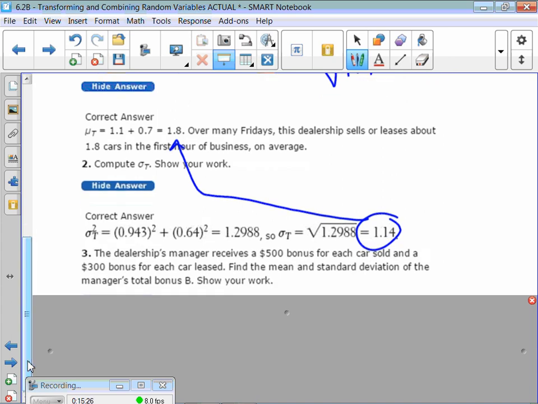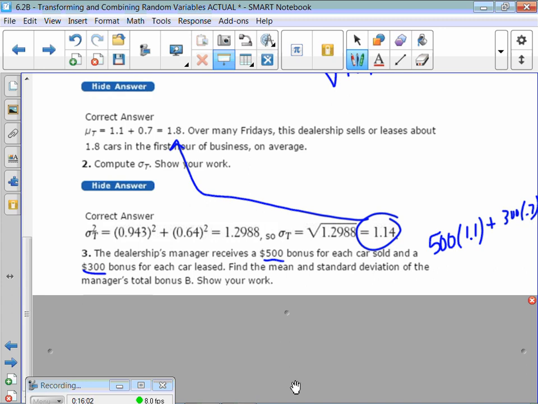All right, so now we'll add in transforming them. So the dealership manager receives a $500 bonus for each car sold and a $300 bonus for each car leased. All right, so they're different. Find the mean and standard deviation of the manager's total bonus. So Elizabeth, how would I find just the mean if I get 500 per car and 300 per lease? Yep. Exactly. Okay, multiply each of the means, add them together.